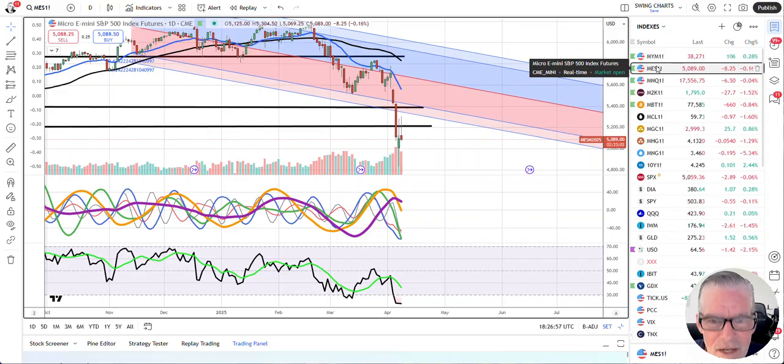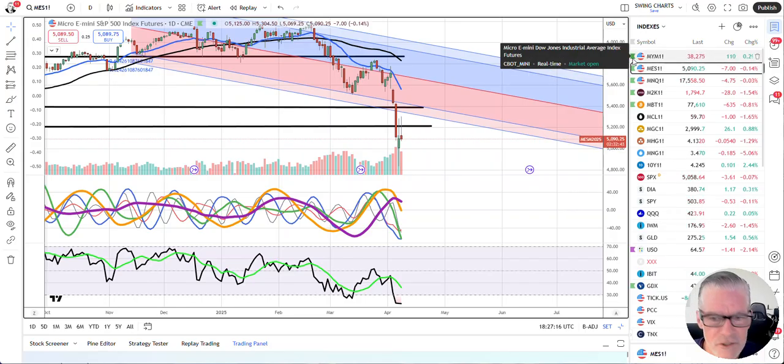I'm sorry, 4818, I think, was the low for the SPX yesterday, something like that. 4821, I think, was the low for the official S&P 500 index. So 4,800, there is a lot of support there. There's support at 5,000. There's support at 5,200. And there's support, or I should say former support, now resistance, at 5,400.